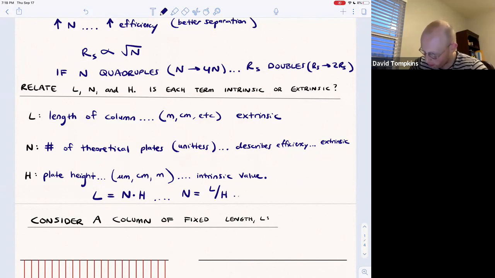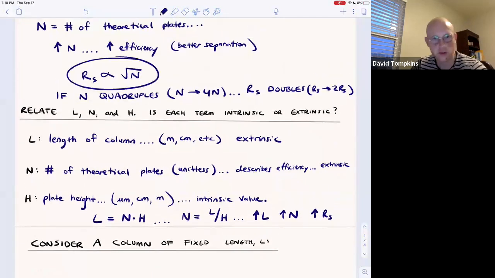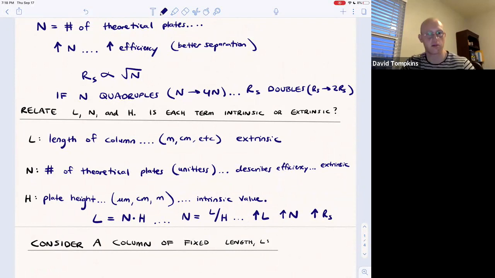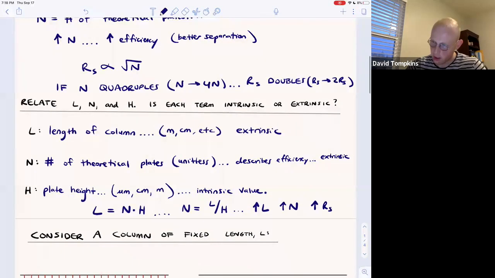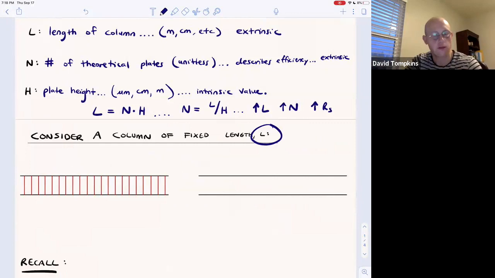And therefore, increasing the length of the column will increase the number of plates. And that will increase the resolution, because we saw that resolution is proportional to the square root of the number of plates. So one way to get a better separation is to increase the column length. However, at the same time, you're going to pay the expense of waiting a longer time for your compounds to elute. So let's consider a column of fixed length L, because when you purchase a column, you don't have the option of modifying the length.